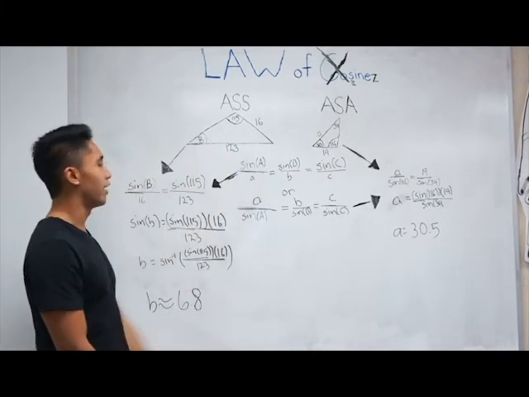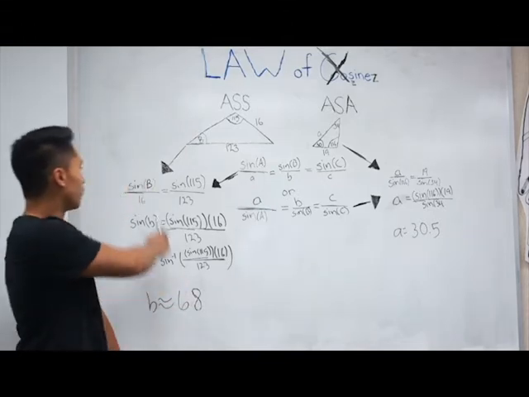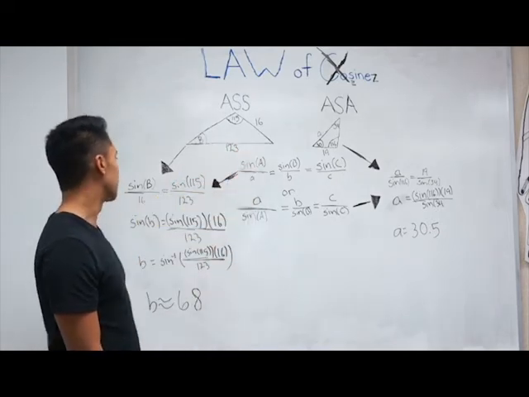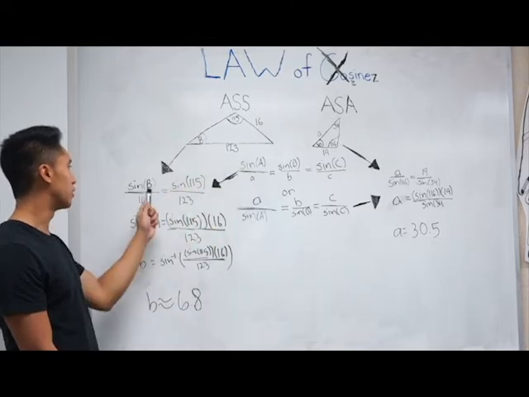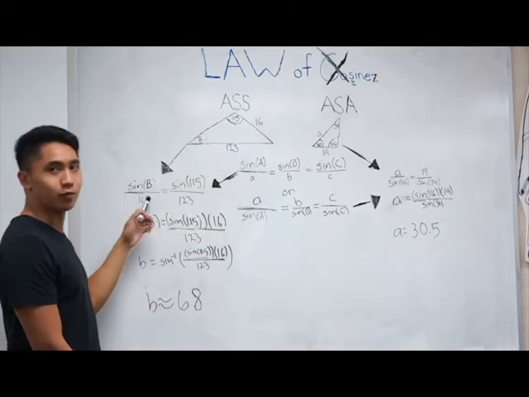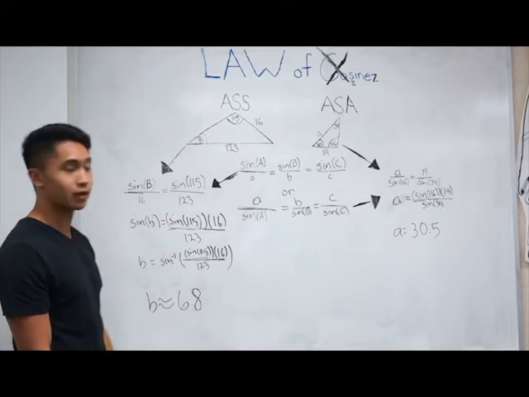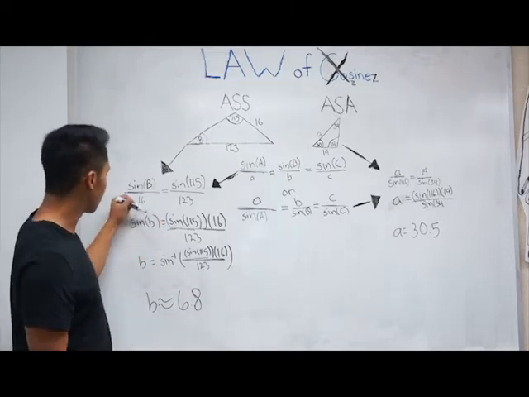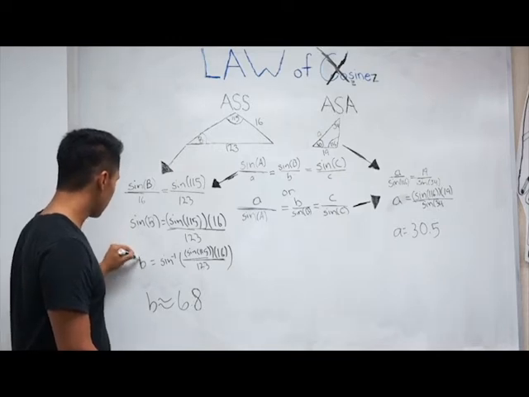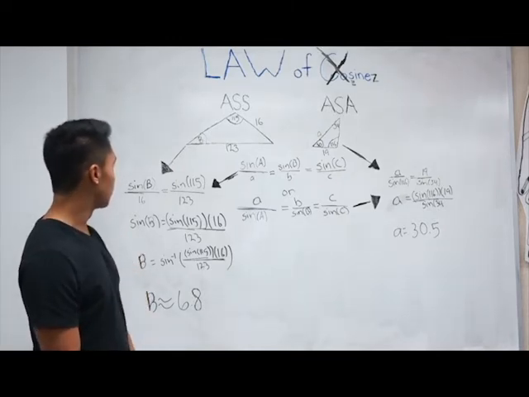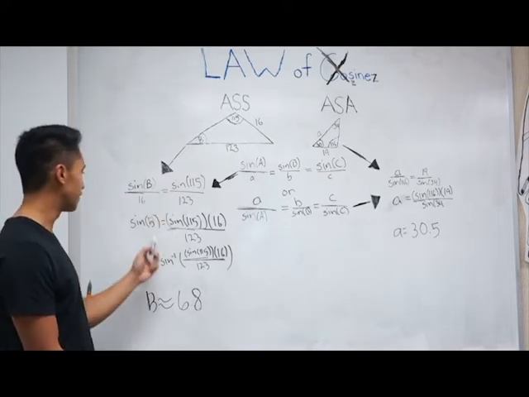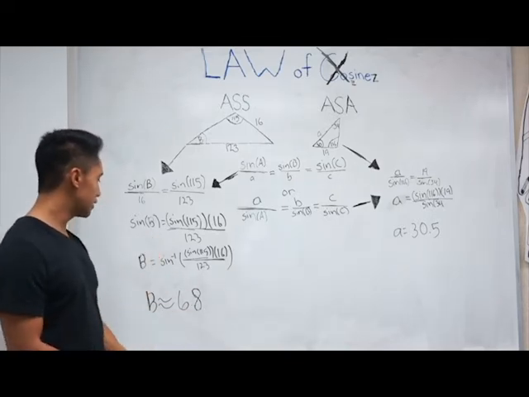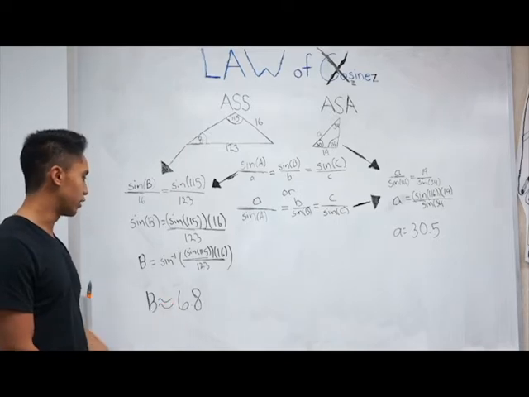Alright, so with one angle and two sides, we bring it over here, and you take the things that are opposite of each other, and we want to solve for this angle, so sine B. Sine B, you take that over the opposite length, which is 16, and put it equal to sine of 115 over 123, and you want to get sine B by itself. So you multiply both sides by 16. You have sine B equals sine 115 times 16 divided by 123. And then you take the inverse sine of both sides, and then B will equal 6.8.